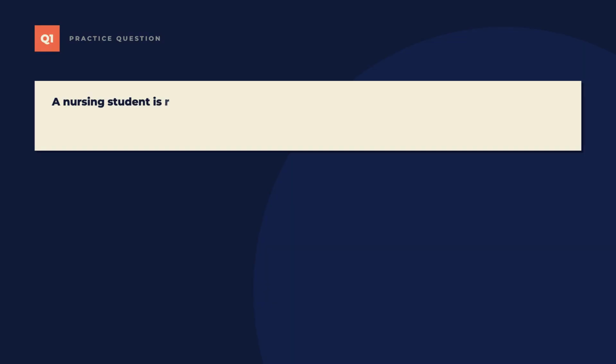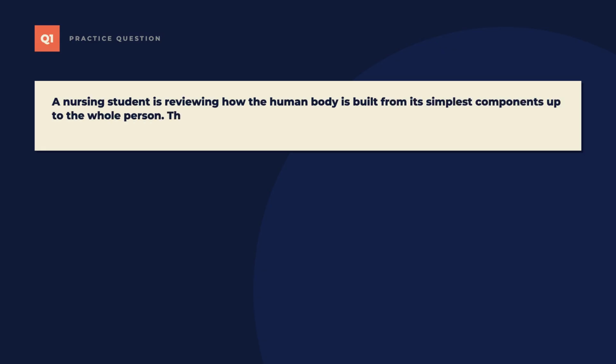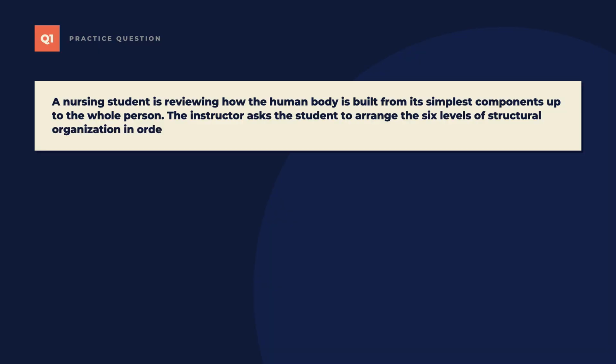Question 1. A nursing student is reviewing how the human body is built from its simplest components up to the whole person. The instructor asks the student to arrange the 6 levels of structural organization in order, beginning with the simplest. Which sequence is correct?